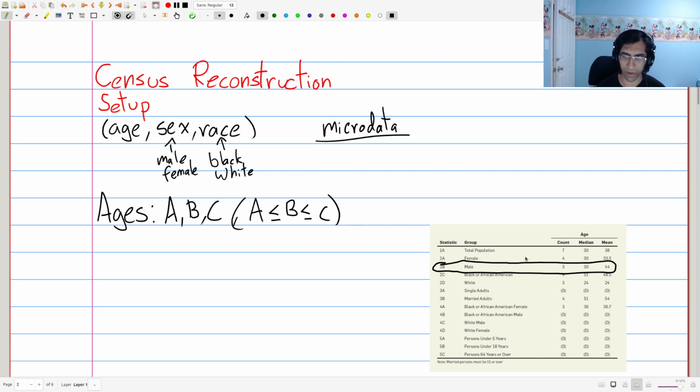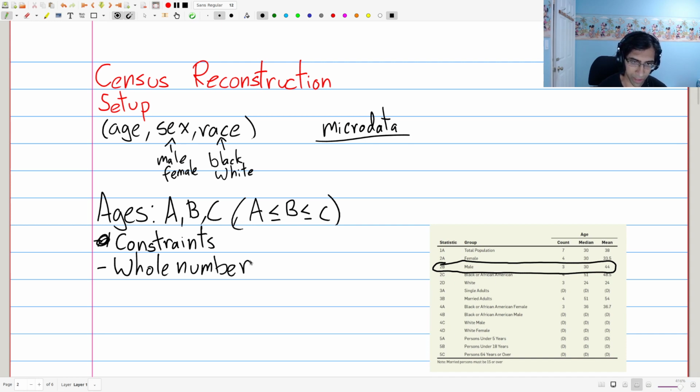So what can we say about their ages based on the info we have here and what we generally know about humans or males? Let's write down the constraints that we have. The first thing we know, for example, is that potentially this is a census which only takes whole number ages. You can be 0, you can be 1, you can be 2, but you can't be 1.5 or something. Okay, so that's just a starting point. We're going to say that each of these is a whole number.